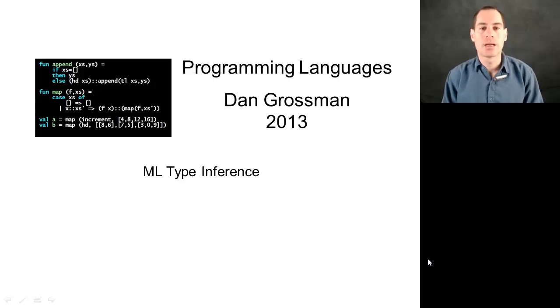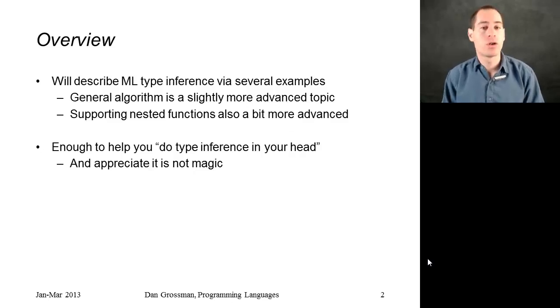So let's now begin studying how ML does type inference, how it figures out the types for all our bindings. And the way we're going to do this in the next few segments is via examples. Giving the general algorithm, implementing this, actually showing how it does everything in the whole ML language is a slightly more advanced topic. It would just take more time in the class than I wish to spend on it, especially if you start supporting things like functions defined in other functions.